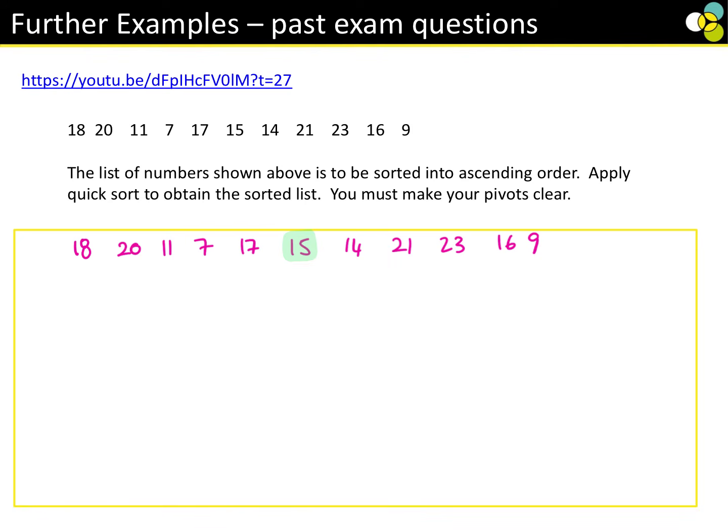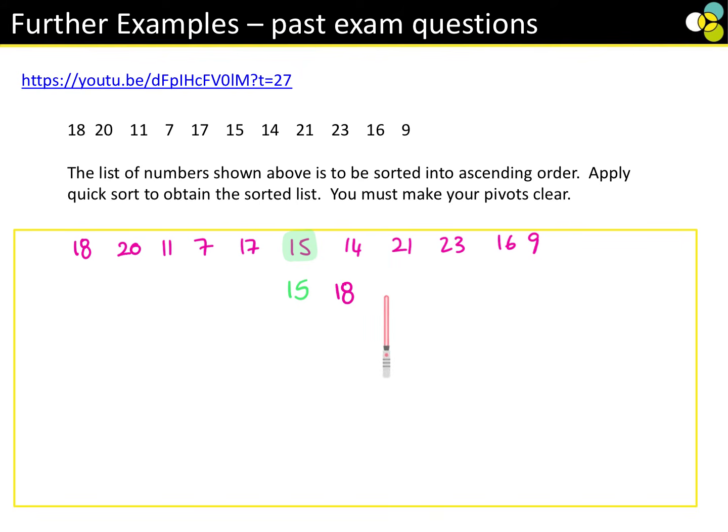So when we look at the list, we write 15 down. We now know that 15 is going to be in the correct order, no matter what happens. We've already used 15 as our pivot, okay? Now, everything that's smaller goes to the left, everything bigger goes to the right. So have a look. 18 goes to this side.